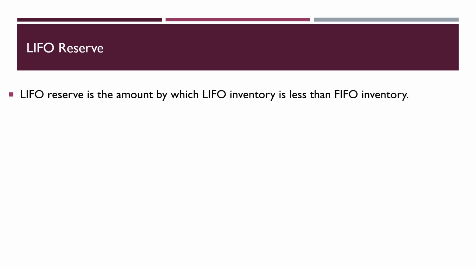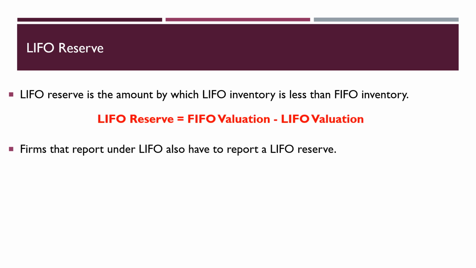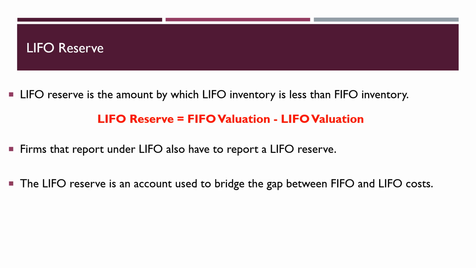LIFO reserve is the amount by which LIFO inventory is less than the FIFO inventory. Firms that report under LIFO also have to report a LIFO reserve. LIFO reserve is an account used to bridge the gap between FIFO and LIFO cost. When a company uses the FIFO method to track its inventory, but reports under the LIFO method in preparation of its financial statements, they have to prepare this LIFO reserve.